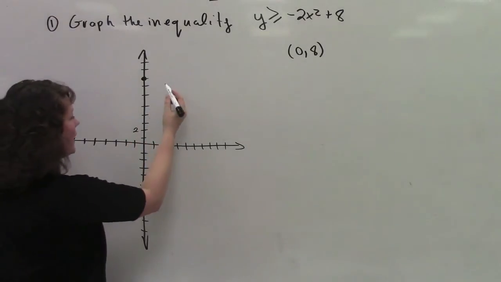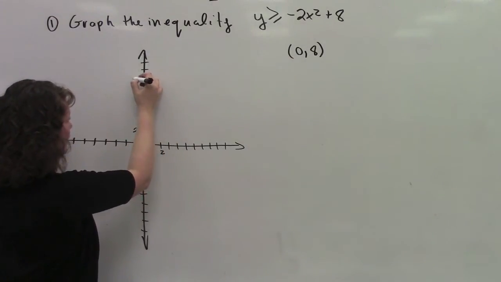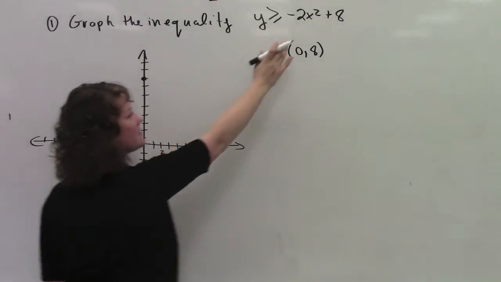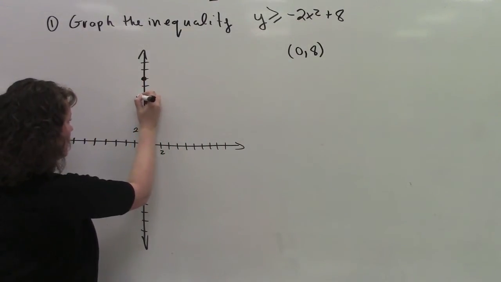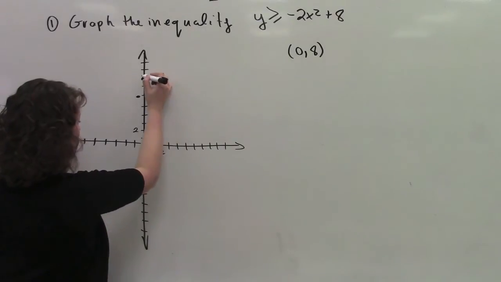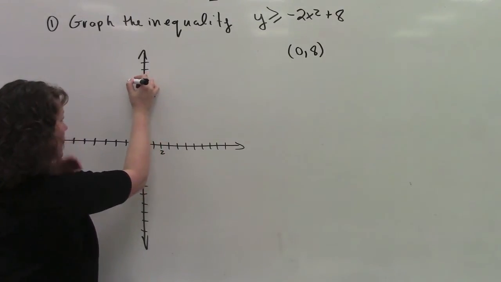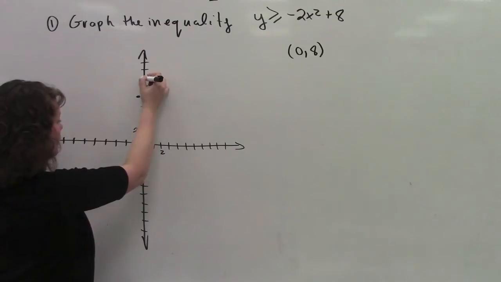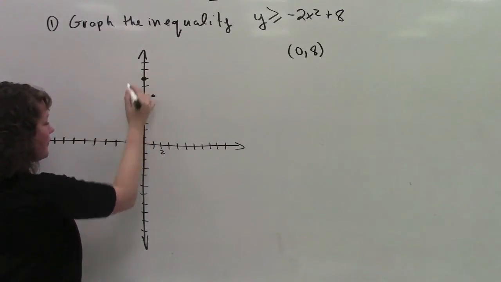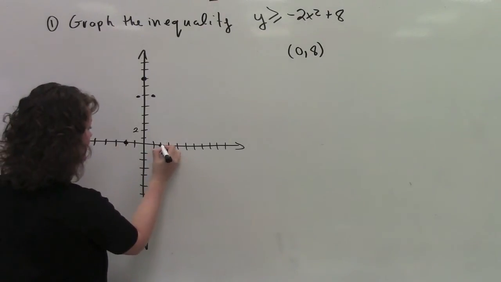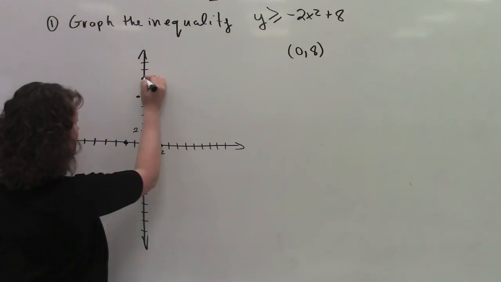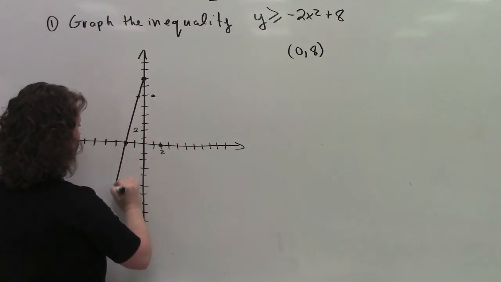So usually I would be going over 1 and down 1, but since it's stretched by a factor of 2, I'm going over 1 but down 2. Usually I would be going over 2 and down 4, but this time I'm going over 2 and down 8, because we're multiplying the y values by 2. So it's going to look something like that.